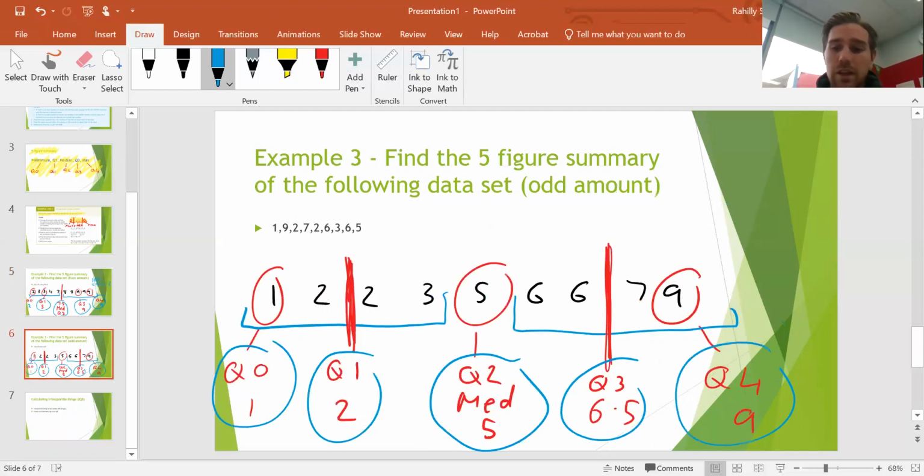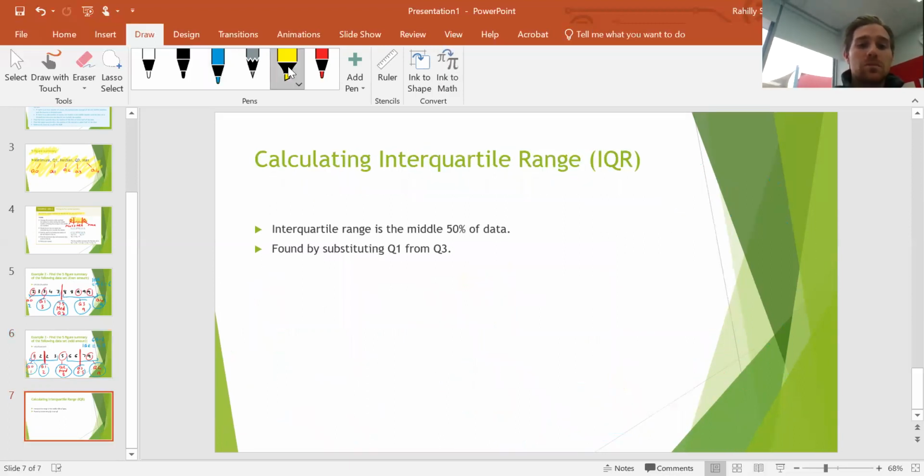For this one, it is Q3 take away Q1, so 6.5 minus 2 equals 4.5. So our IQR equals 4.5. All you're going to do is Q1 from Q3.